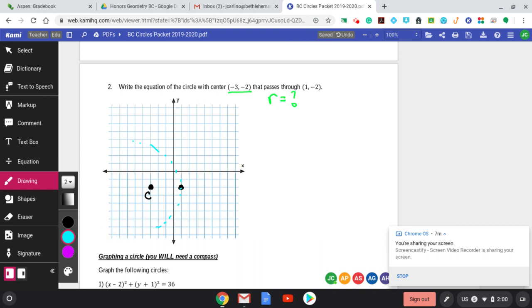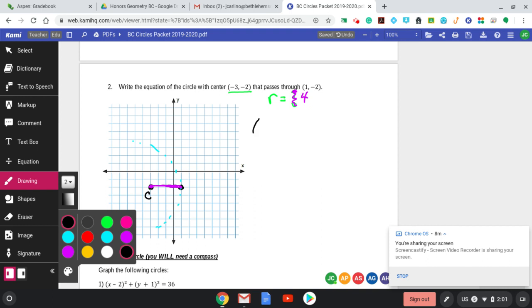So can we find what the radius length is? Remember, the radius comes from the center to a point somewhere on the circle. Yeah, we can find that because we can count, right? So that's 1, 2, 3, 4. So the radius is going to be 4. So now I'll be able to write my equation.